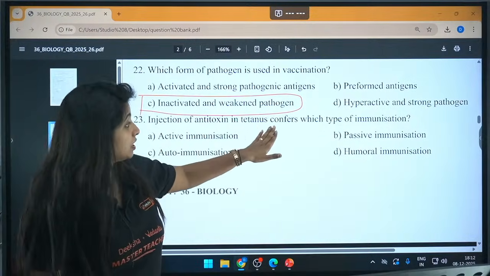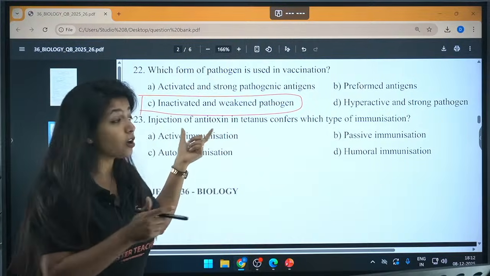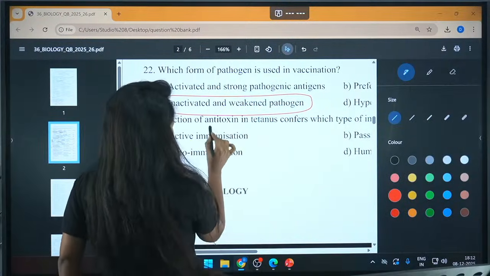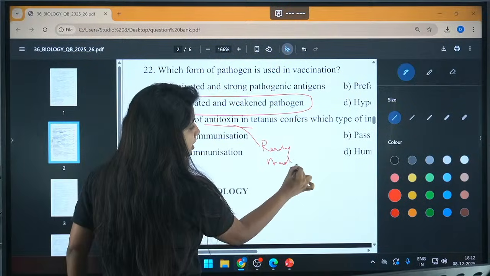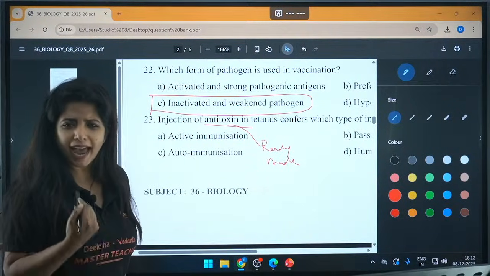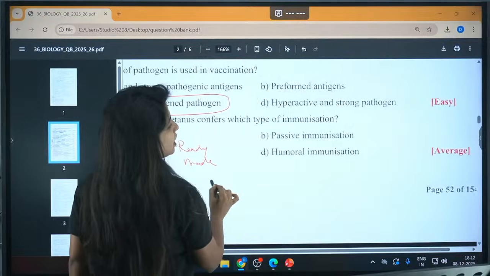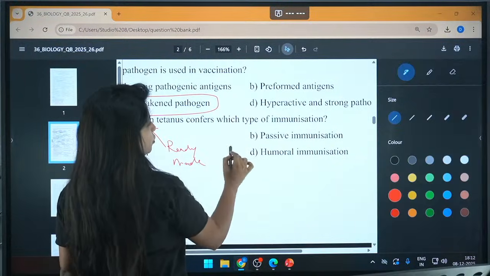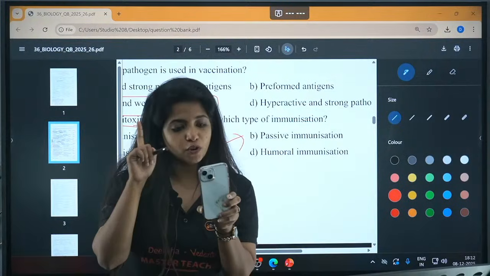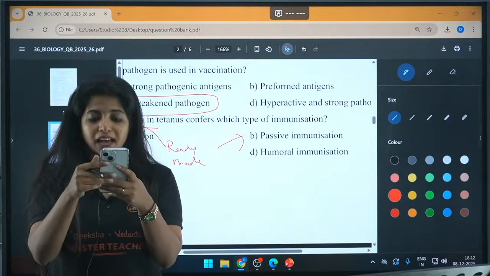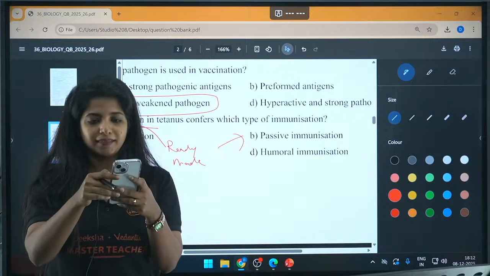Injection of antitoxin in tetanus confers which type of immunization? I told you in antitoxin you get ready-made antibodies. And if you are giving ready-made antibodies, is your body participating actively or passively? It is participating passively, which is why your answer for this question would be passive immunization. So Rukmini, you were correct. Sagar, you were also correct. Mansi, my dear child, you were also correct.